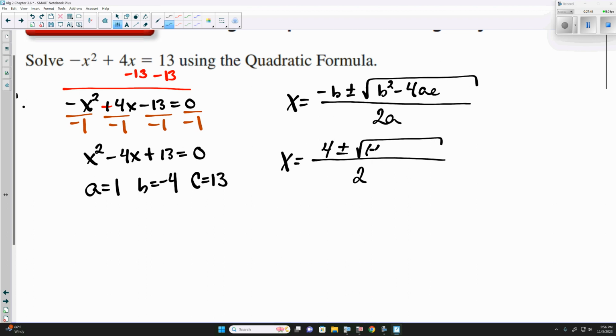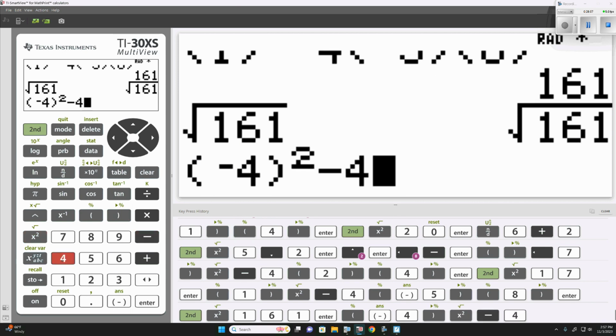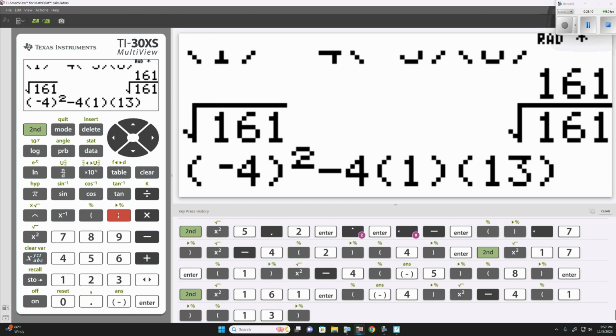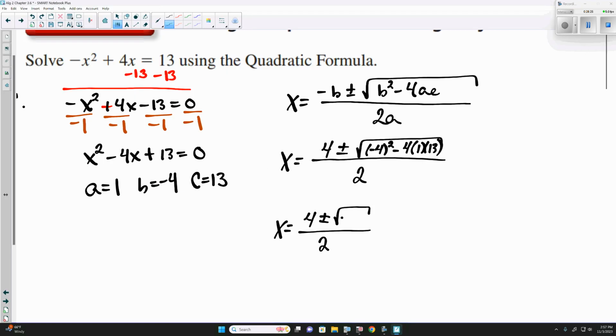Inside the parentheses, we have negative B squared, or B squared. So -4 squared, not negative B squared, just 4 times A times C. -4 squared minus 4 times A times C is -36. So for the 30xs, if we had put this one inside the radical in this calculator, it would have thrown out an error because the 30xs will not do negatives inside of a radical.